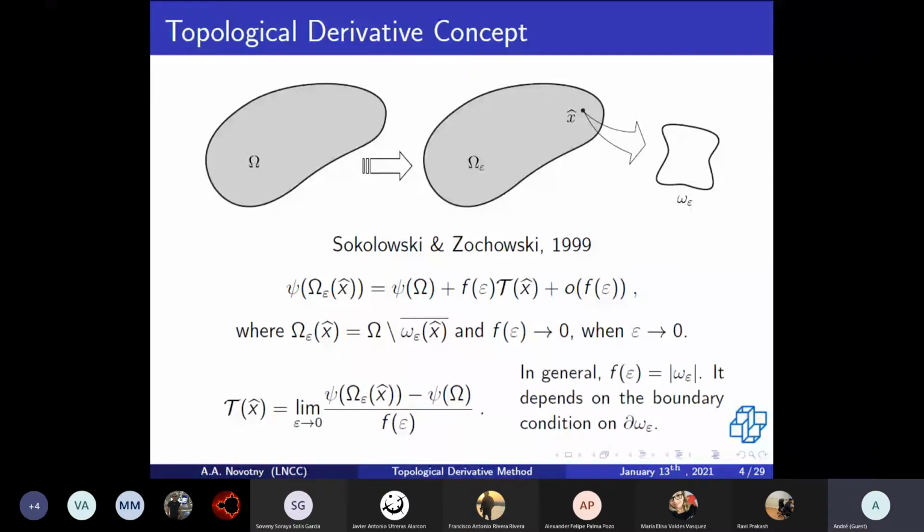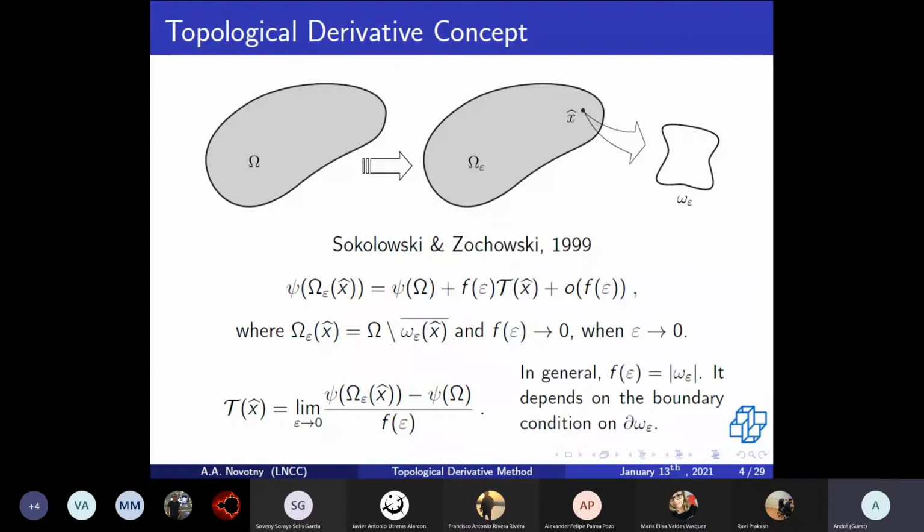And then, after rearranging the expansion, we can divide by epsilon and then pass the limit. So this limit is defined as the topological derivative. Note that this topological derivative depends only on the point x hat. So it doesn't depend on epsilon. So it's given by quantities defined in the original domain.